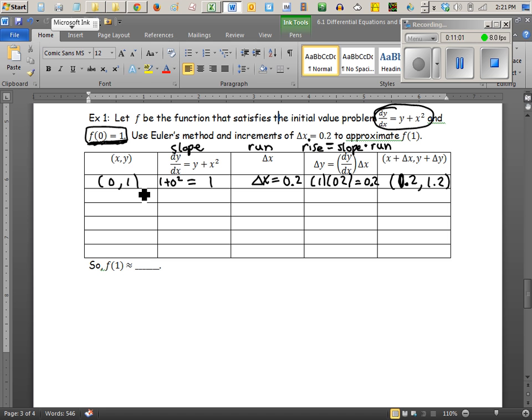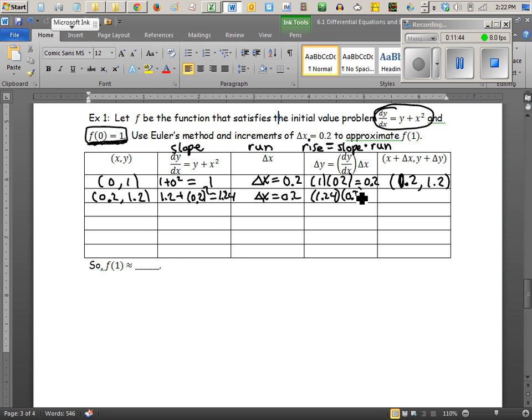The next row starts with 0.2, 1.2, and you plug those into the differential equation. So you're basically doing 1.2 plus 0.2 squared, which comes out to be 1.24. Delta x is still 0.2. That's going to remain constant throughout the problem. The fourth column is still the product of the second and third columns, so you're going to multiply 1.24 times 0.2.